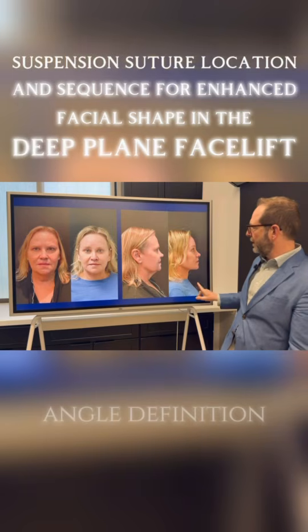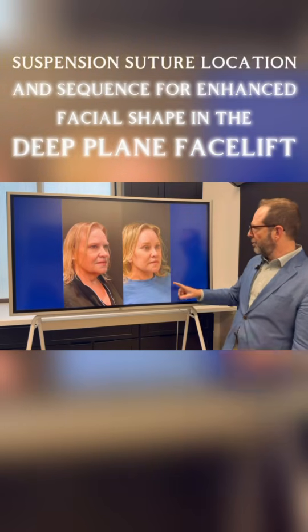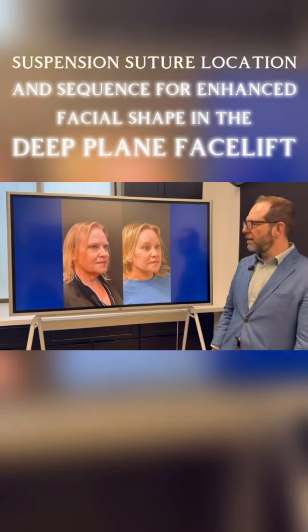Here's our final example. Look at that gonial angle definition. Beautiful restoration of contours. Very happy patient.